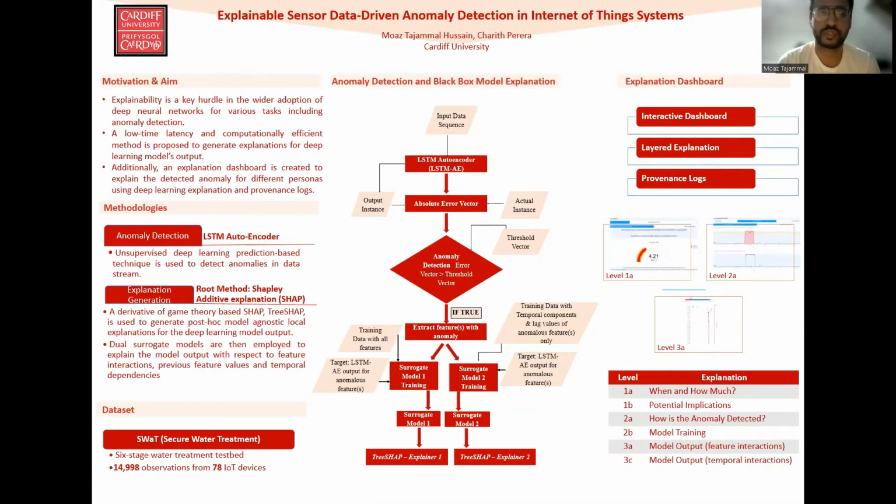The topic of the poster is Explainable Sensor Data-Driven Anomaly Detection in Internet of Things Systems. Deep learning models have been in use for anomaly detection in IoT systems, and it is a highly researched area. However, the key hurdle that we have tried to address in this work, in the wider adoption of deep learning models for anomaly detection, has been its lack of transparency, or its inherent nature as black box models, because there's very low visibility on the inner workings of the deep learning models.